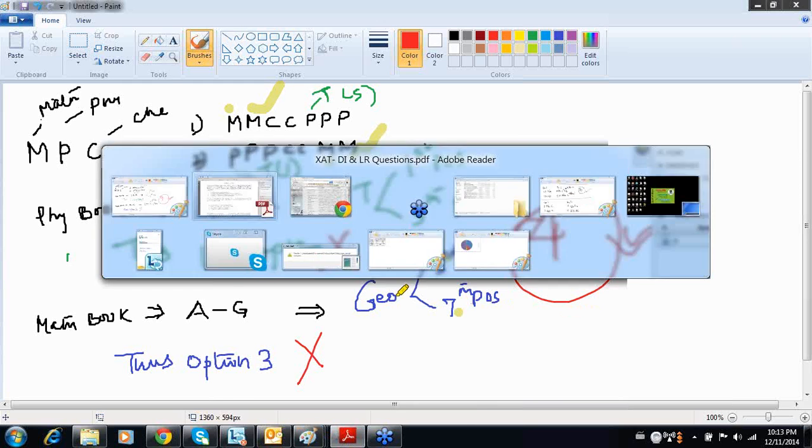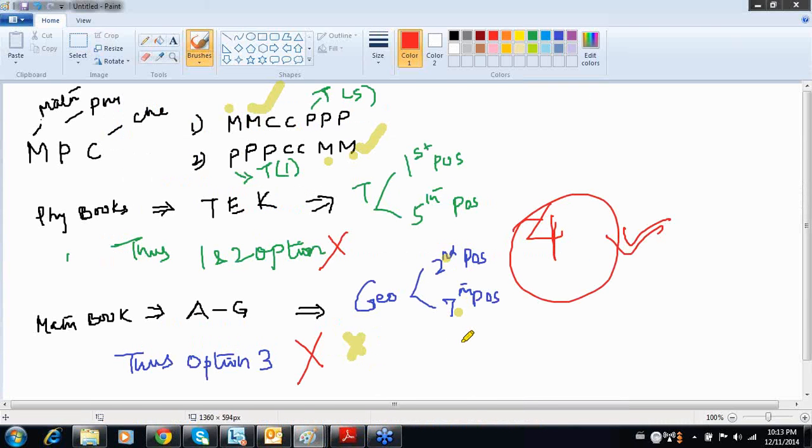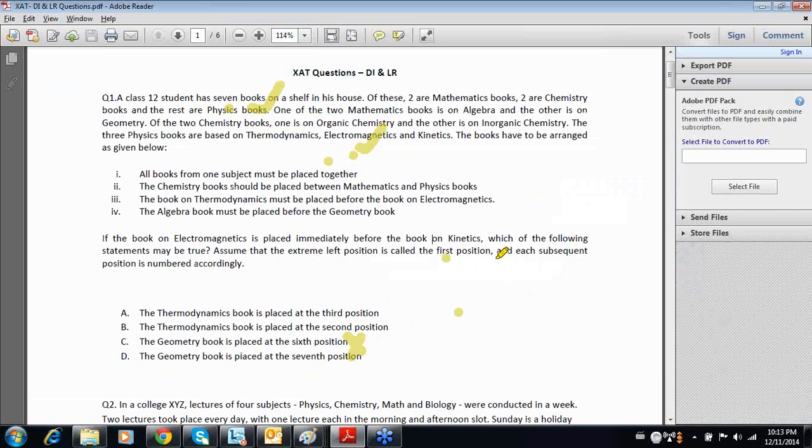So option 3, what does it say? The geometry book is placed at the 6th position. That is not correct. Now the geometry book is placed at the 7th position. This may be correct. Geometry book can be in the 2nd position or the 7th position. So it may be correct. The question is asking which may be true. So we'll go ahead and mark option D. The geometry book can be at the 7th position.